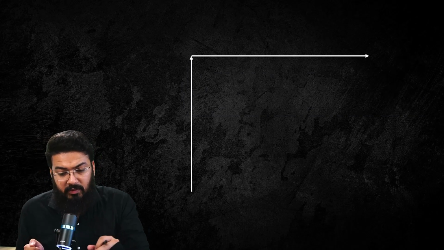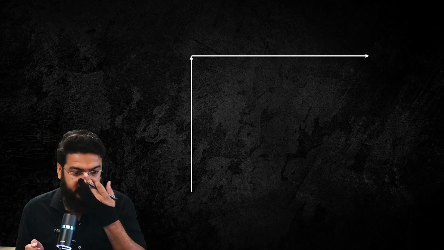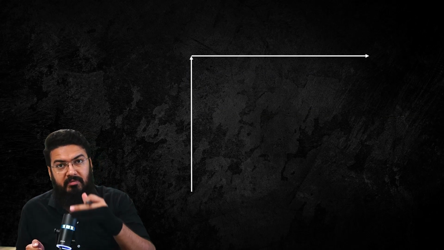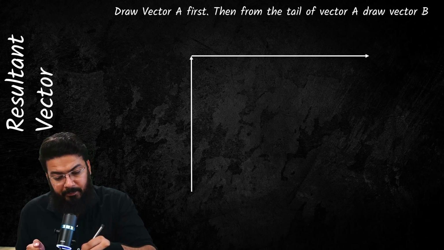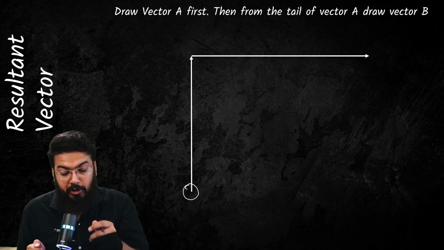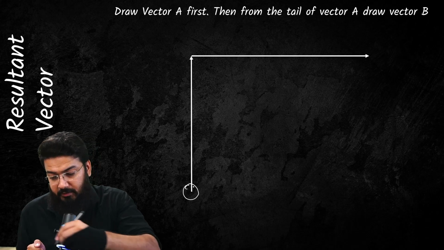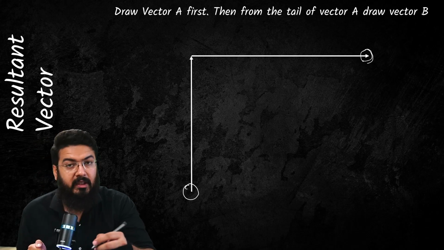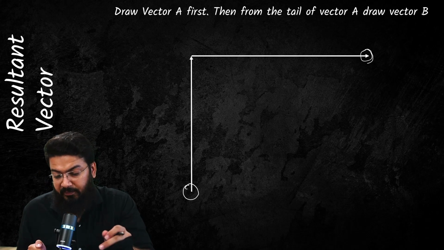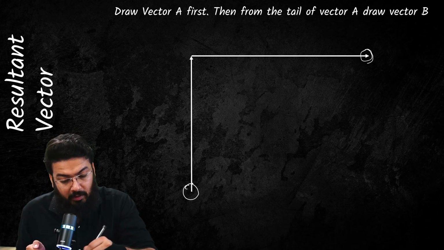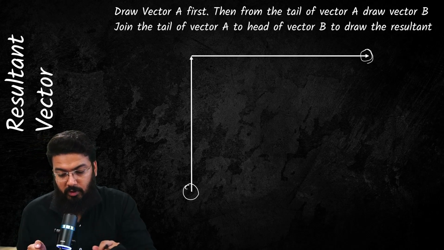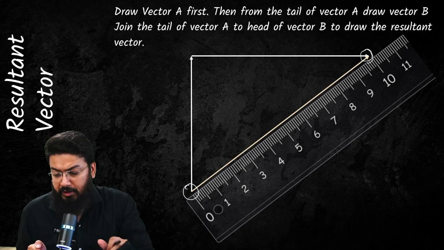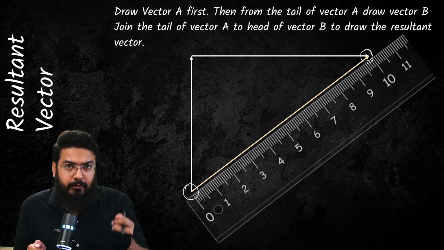Now the next step is to find the resultant vector. The resultant vector is the sum of the two vectors. So what am I going to do? I'm going to use the tail of the first vector and the head of the second vector, and draw the resultant vector. So from the tail of the first vector to the head of the second vector, I put a scale and draw this line right here. A fairly simple idea: tail of the first with the head of the second.